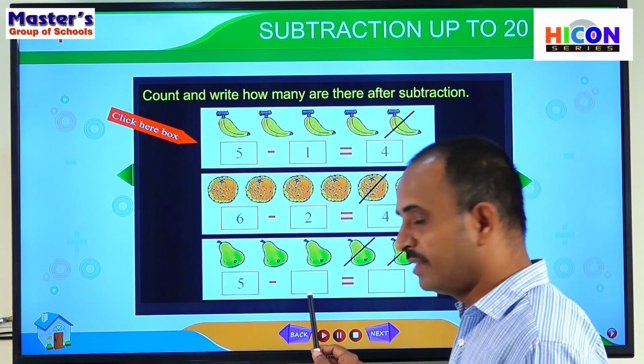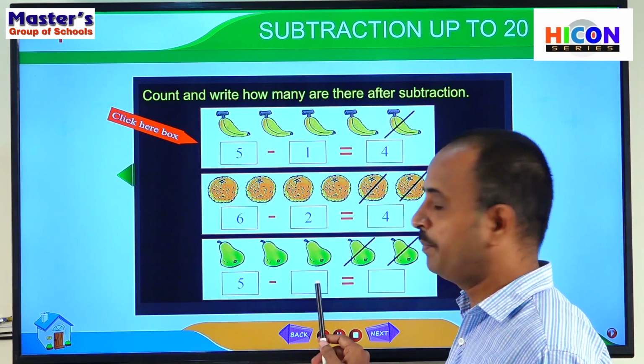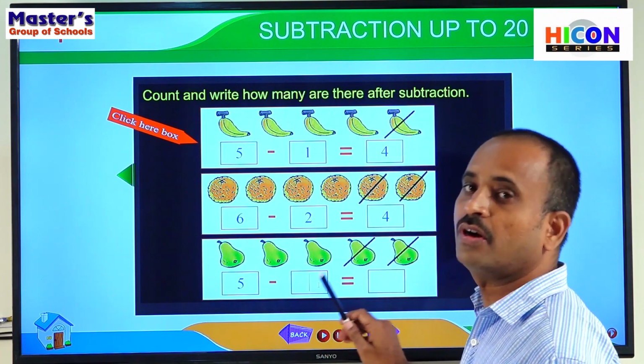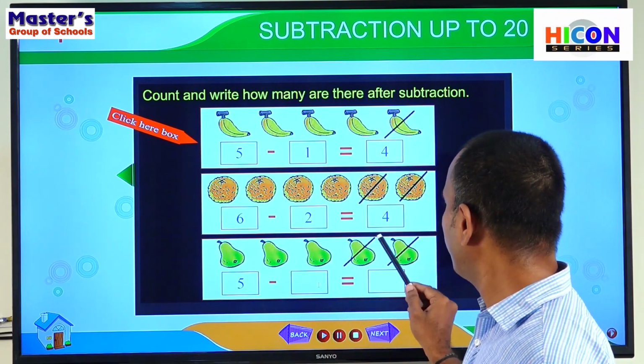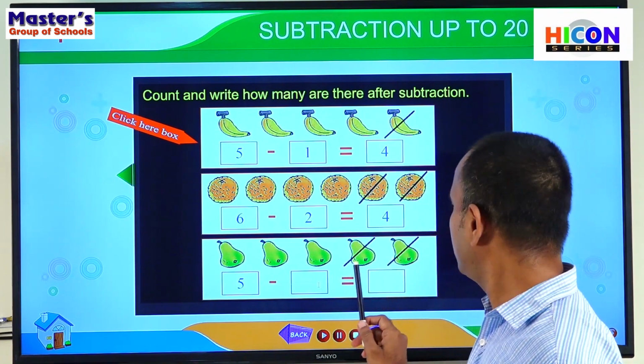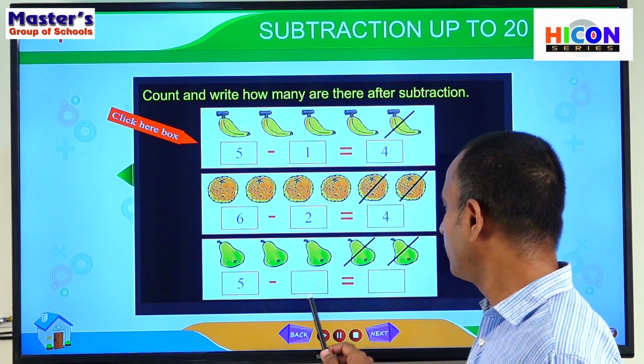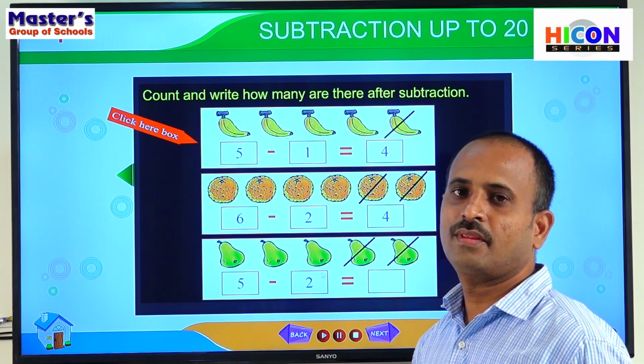Next, what do we have to write in the second box? We have to write the number in the second box that represents how many fruits are taken away. That means how many fruits are struck off. So how many fruits are struck off here? Children, let us count. This is 1 and 2. So write 2 in the second box.